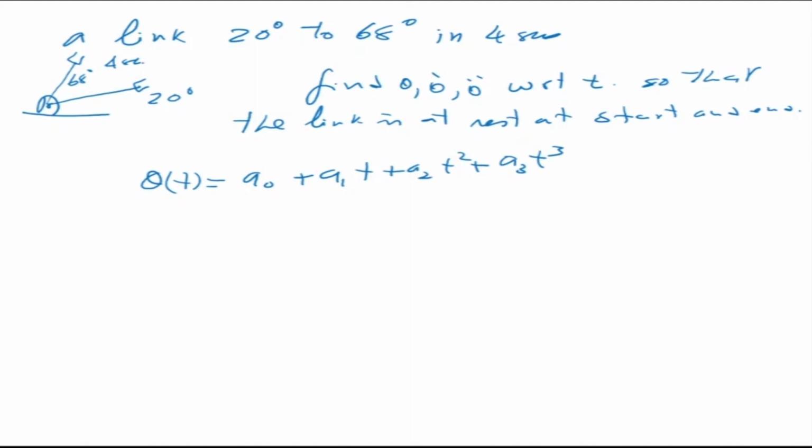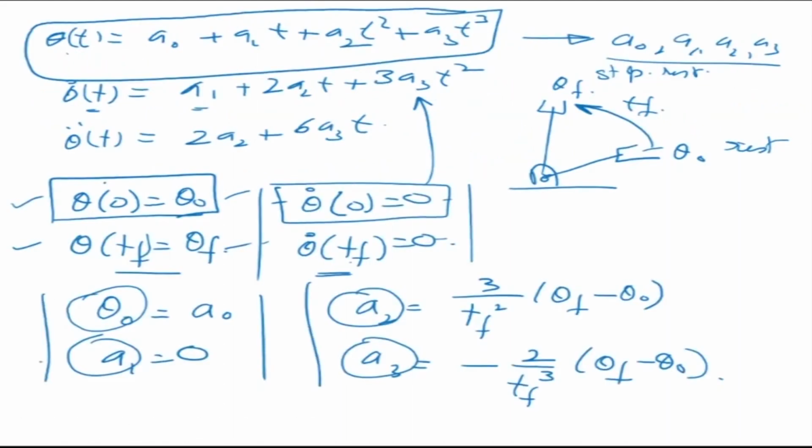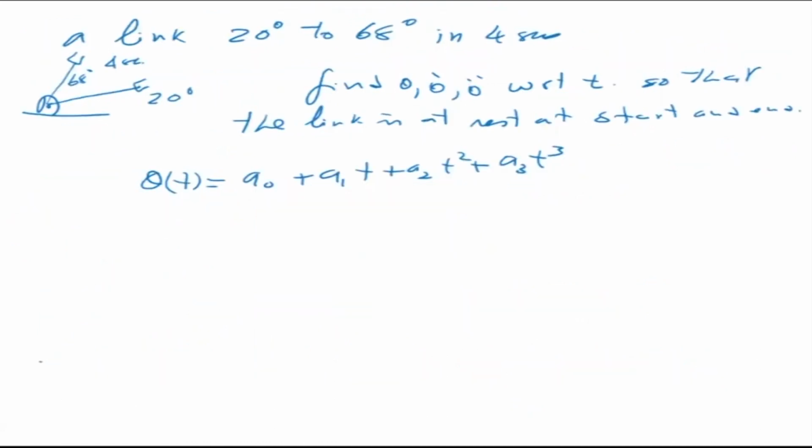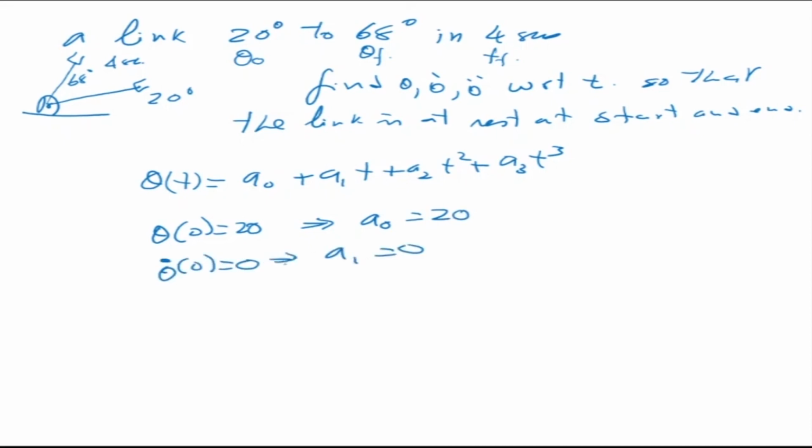By using the previous values that we found, I just put in the values. So this is my theta naught, that's my theta f, time tf is there. I can find out very easily by putting these values. I get theta naught is equal to 20. This gives me a0 is equal to 20. Theta dot at 0 is equal to 0 gives me a1 is equal to 0.